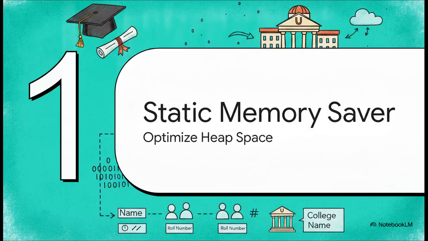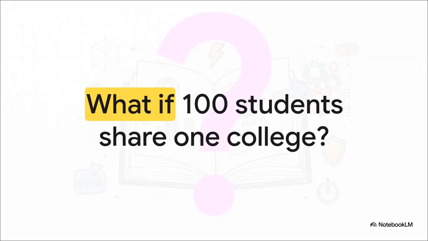All right, part one, the static memory saver. Let's talk about optimizing that heap space. So to truly get a grip on our first keyword, we kind of need a real-world scenario. Imagine you're building a massive college application system, and you're creating a bunch of student objects. You know the drill. Each student has a name, an age, a roll number, and a college name.